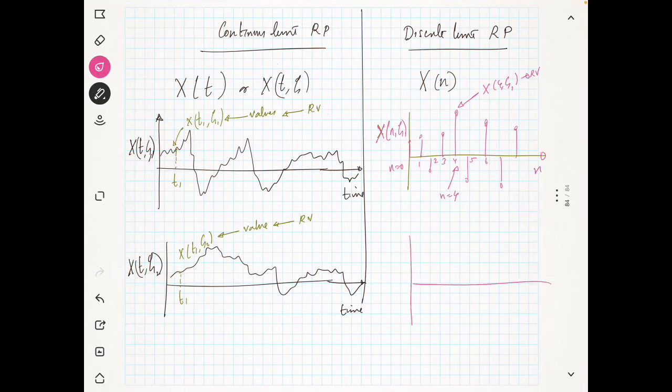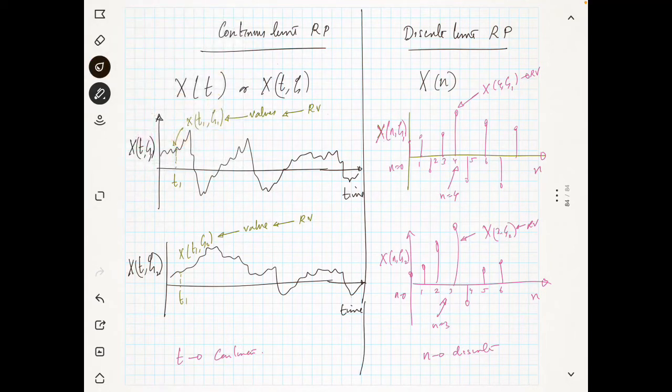Now we have another realization as explained here. You can have something like this, a random process x of n comma zeta 2, which corresponds to the event 2, and which is a function of discrete time, n equal to 0, 1, 2, 3, 4, 5, 6. For example, for n equal to 3, you have x of 3 comma zeta 2, which is nothing but a random variable. Here n is discrete, whereas t is continuous. That's how we have two types of random processes. It is nothing but a collection of random variables. I think this is clear to you.